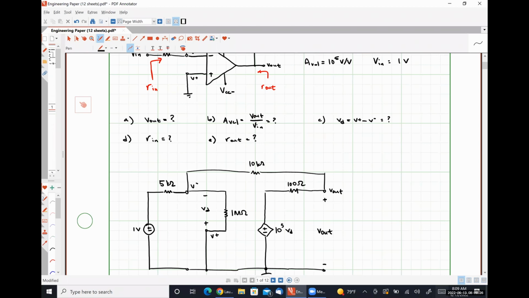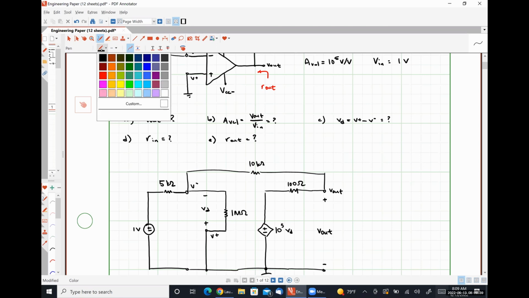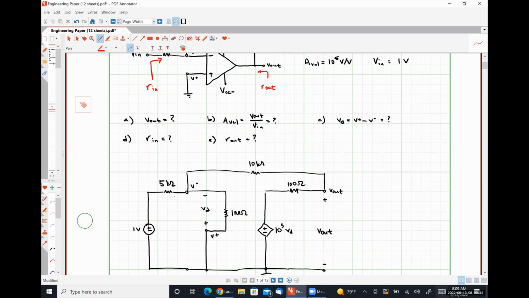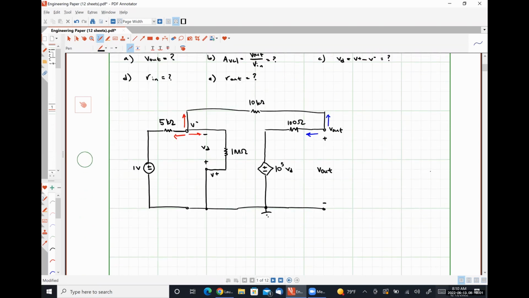What I am going to do is strategically apply Kirchhoff's current law at the inverting input node and the output node in order to solve for a few quantities. So at my inverting input node, I'm going to be adding this current and this current together. At my output node, I'm going to be adding this current and this current together. So let's start at our inverting input node.